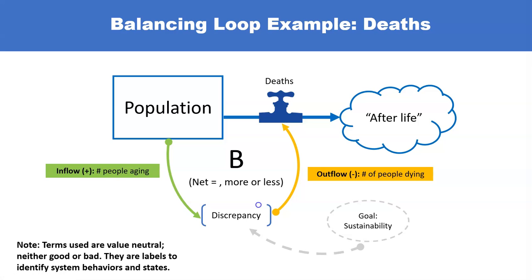And so given that within the natural world people don't live an infinite life, there is a limited life, and the way the system balances that out is as people age, they start to die off. And again, I want to note that these terms are value neutral. When we talk about pluses or minuses and sustainability and so on, they're neither good nor bad. We're really just describing how the system is behaving and what its current state might be.